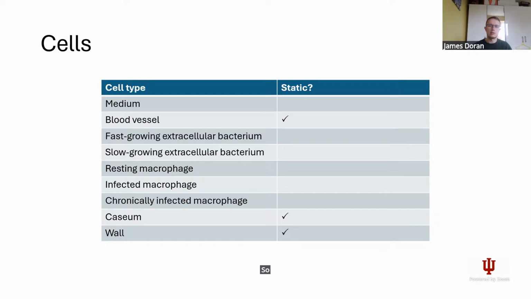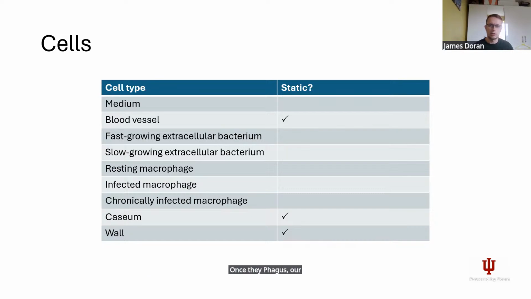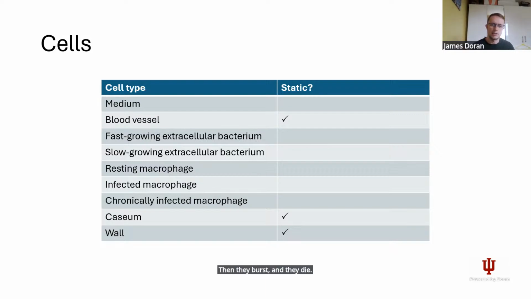So all macrophages start in a resting state. Once they phagocytose any extracellular bacteria, they become infected. Once they phagocytose beyond a certain threshold, they become chronically infected. And if they continue to phagocytose too much more beyond this point, then they burst and they die, and they release the intracellular bacteria back into the domain.